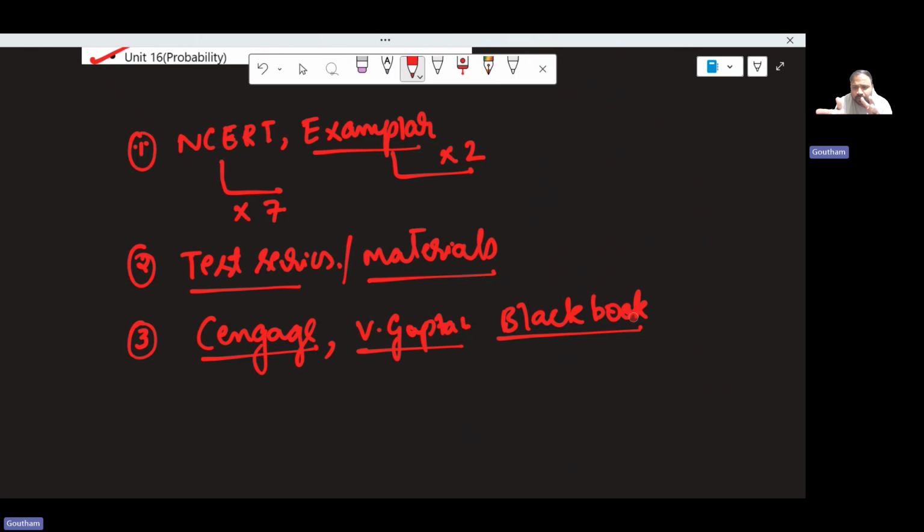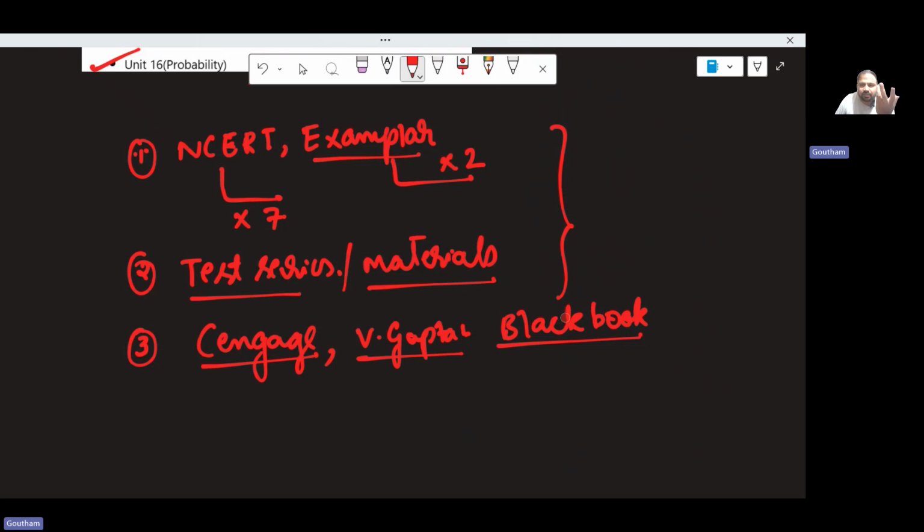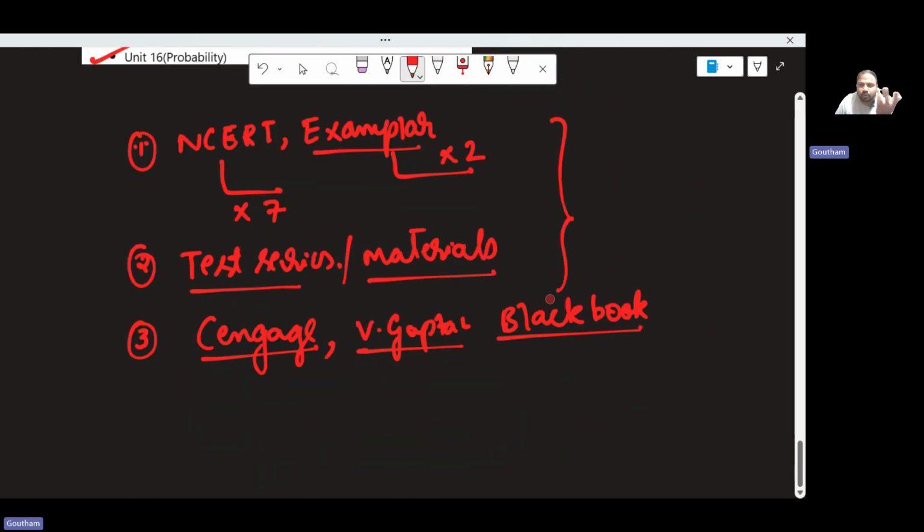So this is about our classroom. All the other things, the management will inform you about once you enroll in the batches.